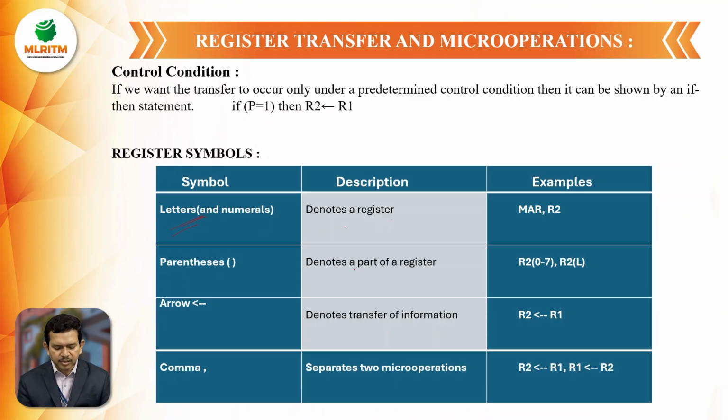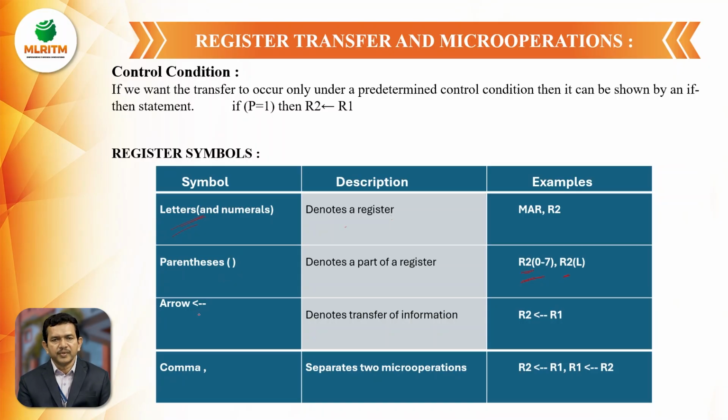Next, parenthesis denotes a part of a register. If I say R2, in the parenthesis I have written 0 to 7, it means R2 is an 8-bit register. So in that way, if I want to give the range of any of the registers, I should make use of parenthesis.